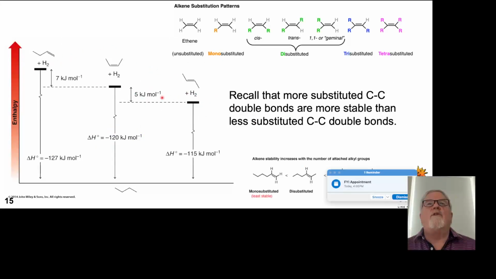But for those ones that give the same product, we can see that we do get this stabilization. That is, the terminal one is the highest in energy. As soon as we have an internal bond, it lowers by about 7 kilojoules per mole for the cis disubstituted compound, and even 5 kilojoules per mole further for the trans-substituted compound.